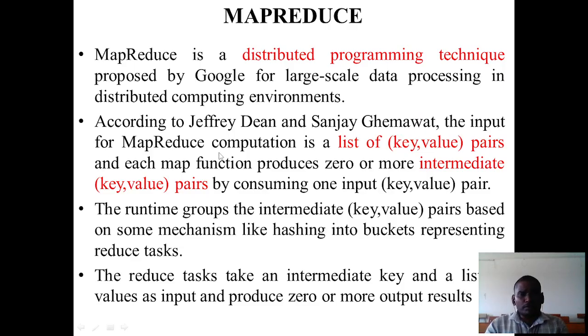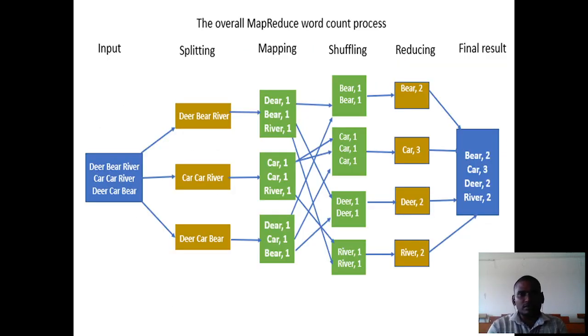the input for a MapReduce computation is a list of pairs, that is, a key and value of the particular data. Each map function produces zero or more intermediate key value pairs by consuming one input key value pair. The runtime groups the intermediate pairs based on some mechanism like hashing into buckets representing reduce tasks. The reduce task takes an intermediate key and a list of values as input and produces zero or more output results. That's the MapReduce function. We have a diagram that explains it, where the MapReduce functions will be explained very clearly.